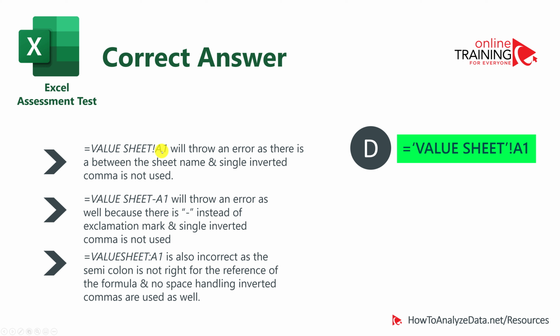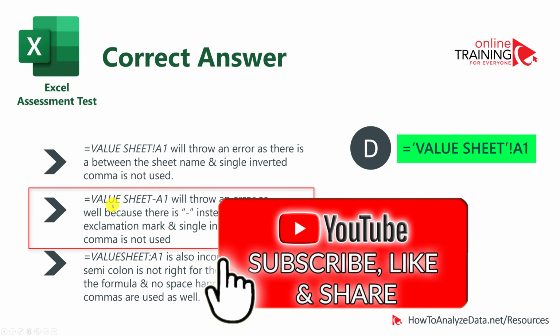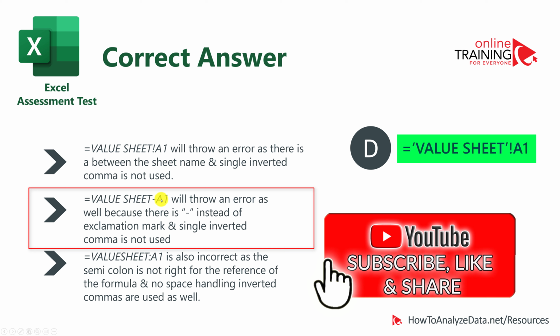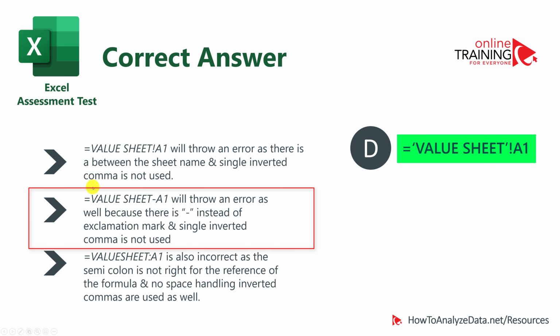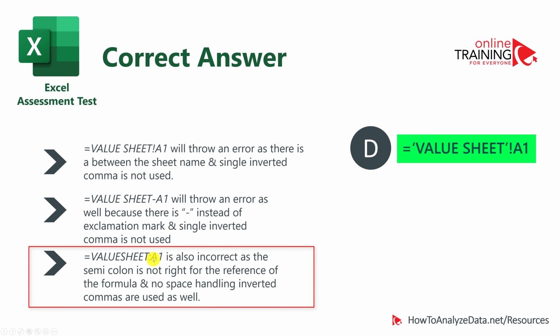In the case of value sheet A1, it's going to show an error because you cannot use space. If you use space in the sheet name, then it has to be in single quotes. This one is just a name, a minus. It's a formula ultimately, but there's nothing here referencing value sheet minus A1, so it's going to be an error. And value sheet without the space, colon A1 is also incorrect because colon is not the right reference to reference the sheet. So I am pretty sure you got this one correctly.